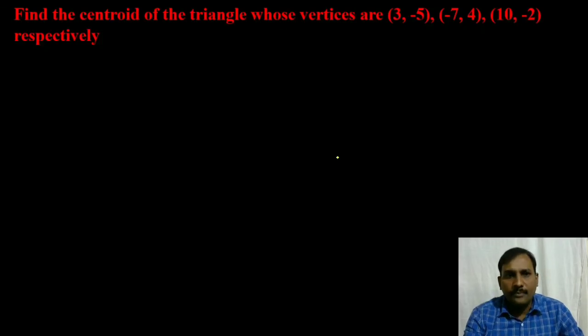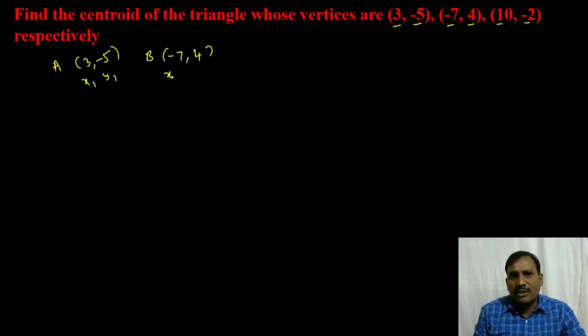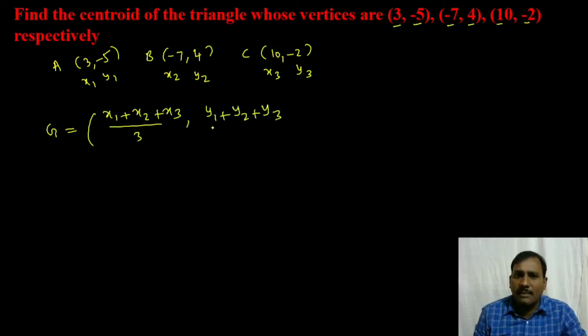Okay. Let us do some problems on this. Find the centroid of the triangle whose vertices are (3, minus 5), (minus 7, 4) and (10, minus 2) respectively. So let us consider this is A, (3, minus 5). Let us assume that as x1, y1. And next B, (minus 7, 4). Let us call it x2, y2. And C, (10, minus 2). That is x3, y3. So what is the centroid formula? (x1 plus x2 plus x3) by 3, (y1 plus y2 plus y3) by 3.